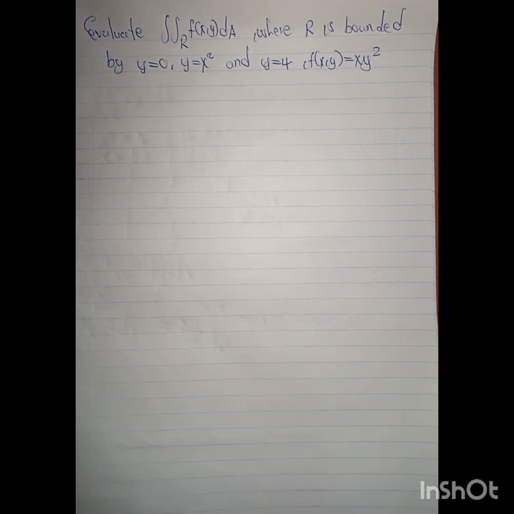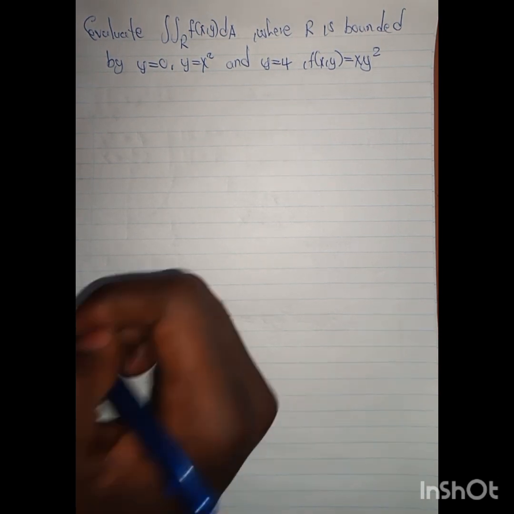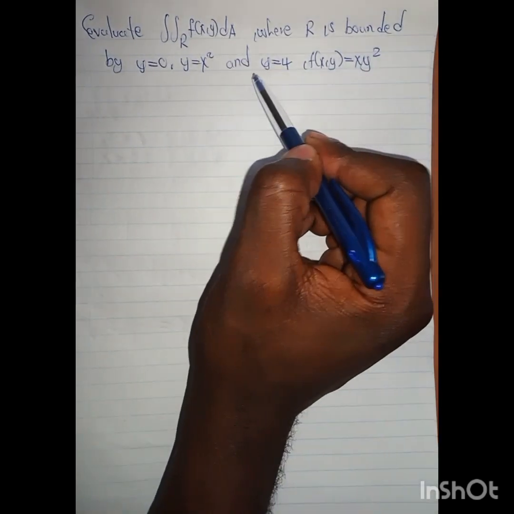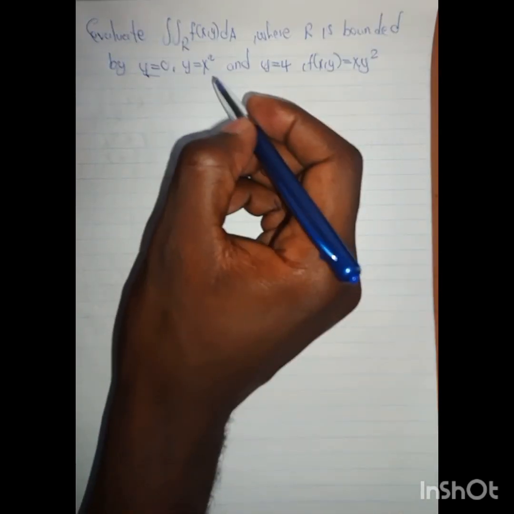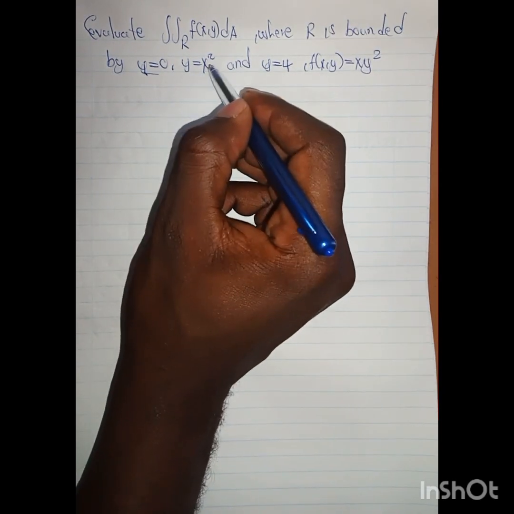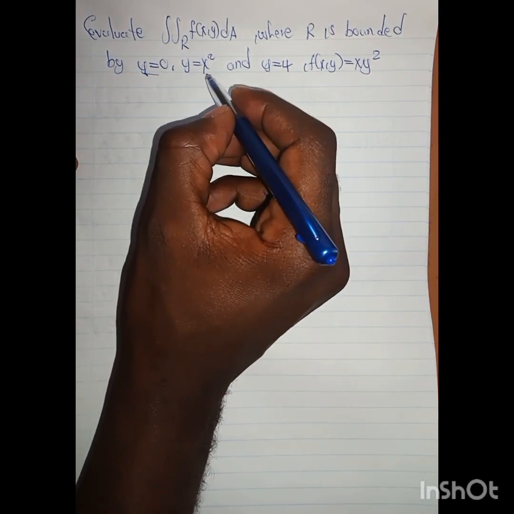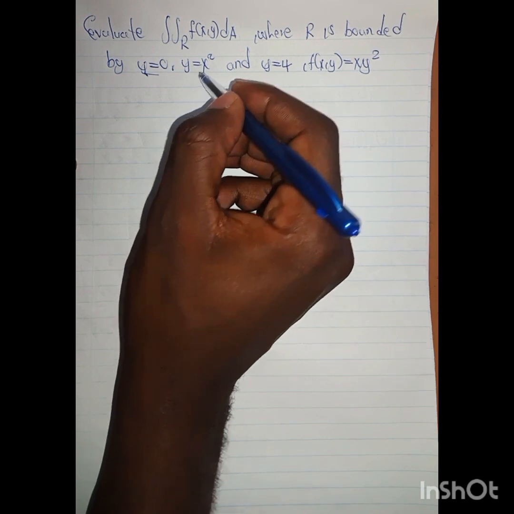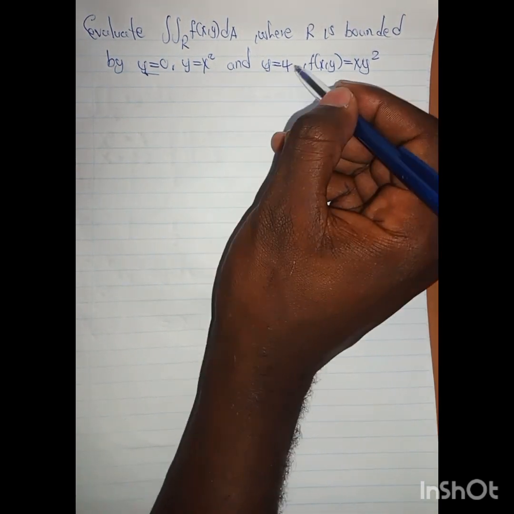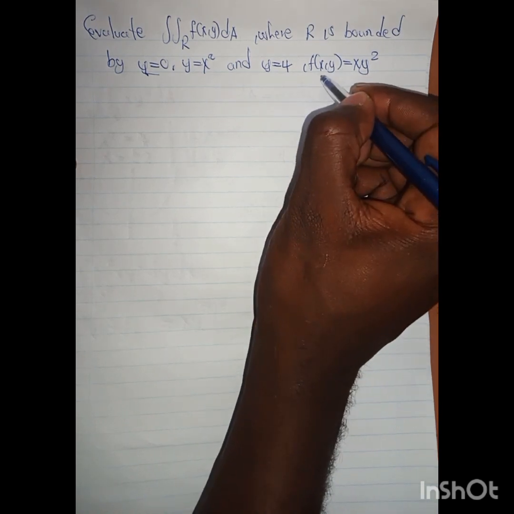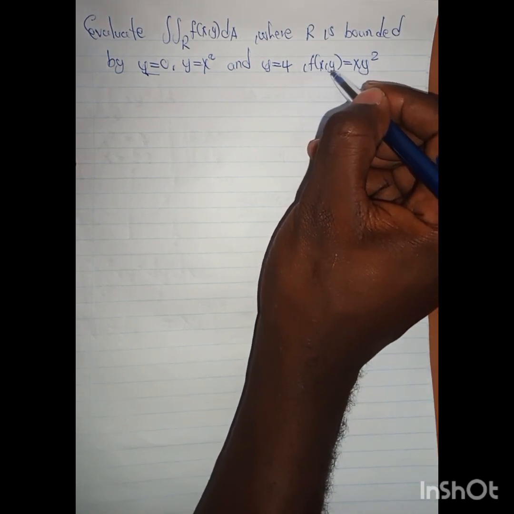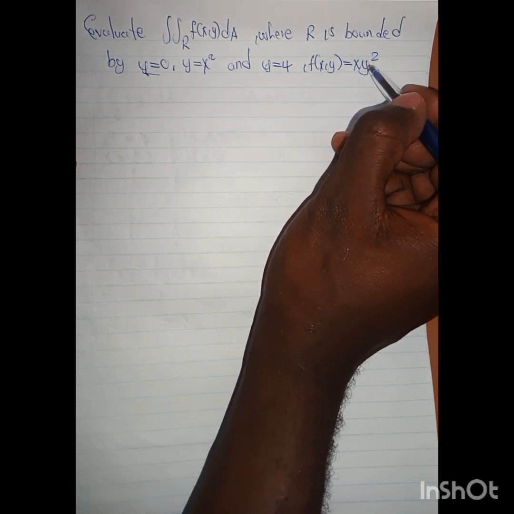We want to evaluate the following double integral where R is bounded by y equals 0, which is the origin. We also have y equals x squared, which is a parabolic function, and y equals 4, which is the line that cuts y at 4. We also have the function f of x, y equals x y squared.